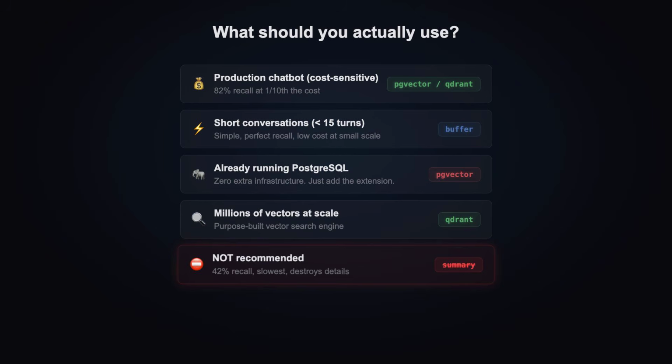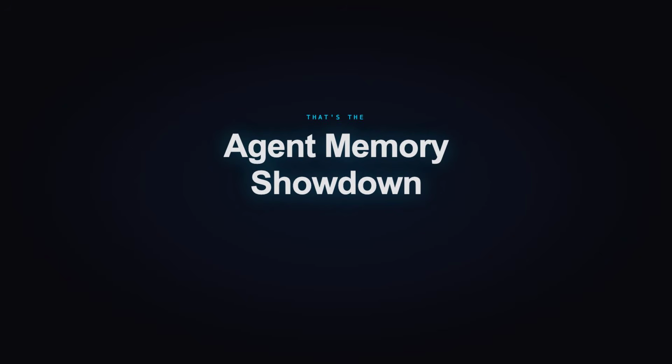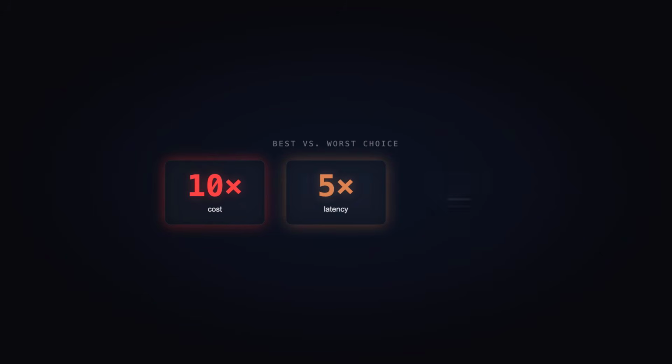And summary memory, I'd skip that. It's the slowest and the most expensive after buffer, and it destroys the specific details your users shared. A 42% recall rate at turn 50 means it's forgotten more than it remembers. That's the agent memory showdown. 4 memory backends, 1,000 LLM calls, 5 hours of benchmarking on a DigitalOcean Droplet. If you're building AI agents and haven't benchmarked your memory backend, you're guessing. The difference between the best and worst choice here is 10 times the cost, 5 times the latency, and twice the recall accuracy. So do not guess, measure.